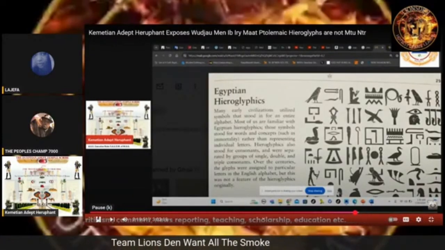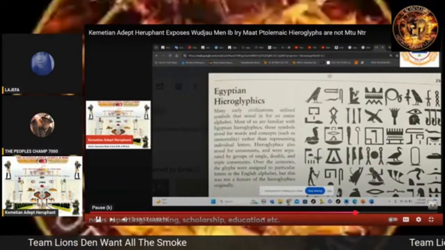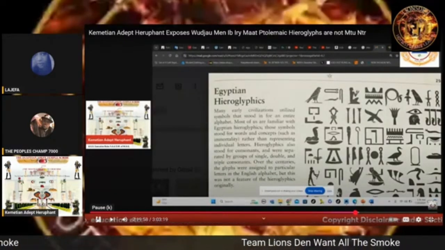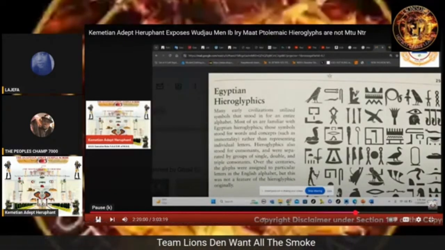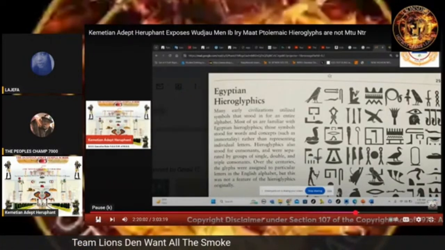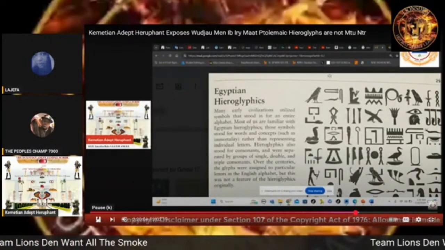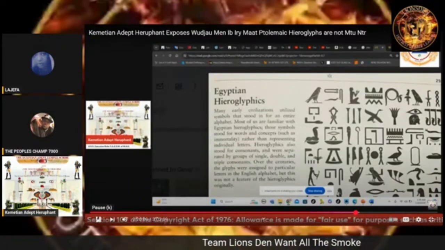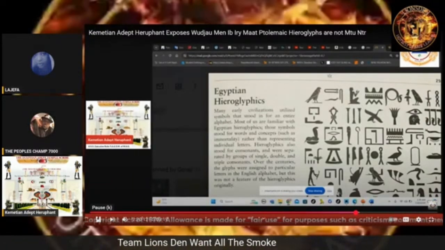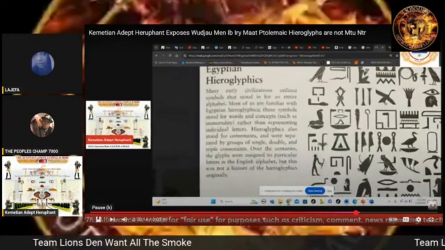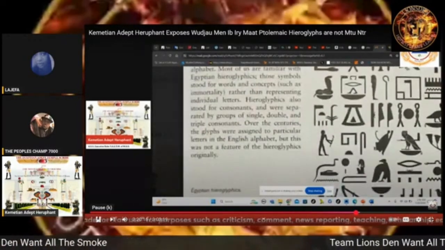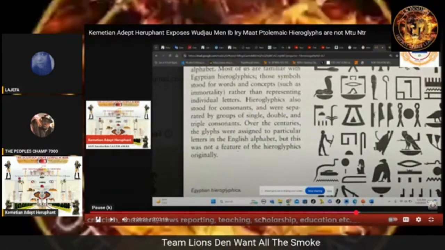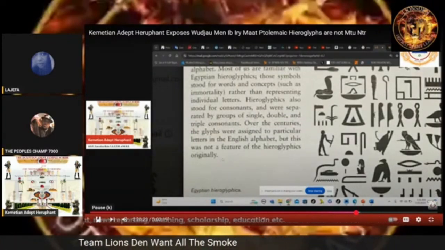It says, and was separated by groups of single and double and triple consonants. Over the centuries, the glyphs were assigned to particular letters in the English alphabet. And we know the English alphabet didn't exist 3,500 years ago. Right. Over the centuries, the glyphs were assigned to particular letters, I'm going to blow this up, in the English alphabet. But this was not a feature of the hieroglyphics originally.